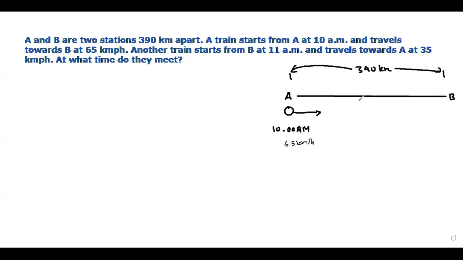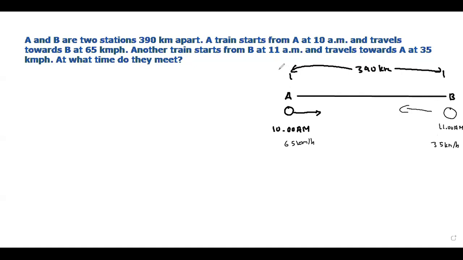Another train starts from B at 11 a.m. It started to move from here and travels towards A at 35 kilometers per hour. All right, now the question is saying: at what time do they meet?